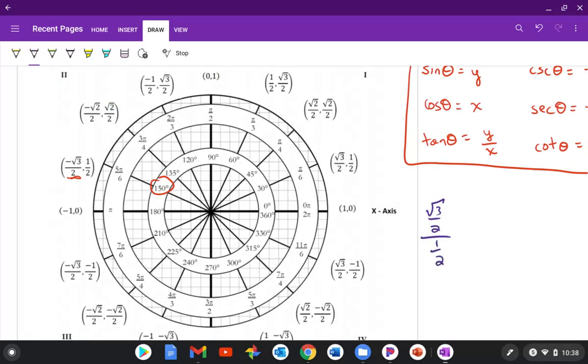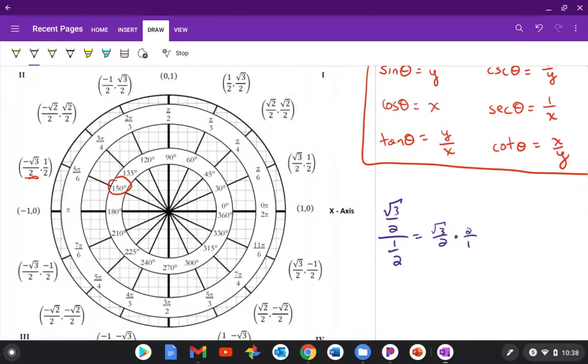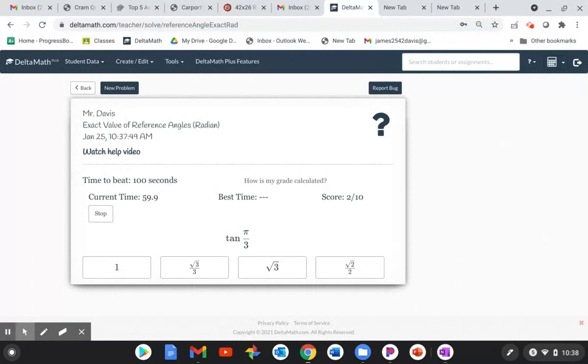This is where you're going to need some paper and to write things out maybe. When you have a fraction divided by a fraction, you keep the top, flip the bottom, and multiply. So it becomes radical 3 over 2 times 2 over 1. In this case, the 2's cancel because they're diagonal. So we're left with just radical 3 over 1, or just radical 3. That will be what you'll select.